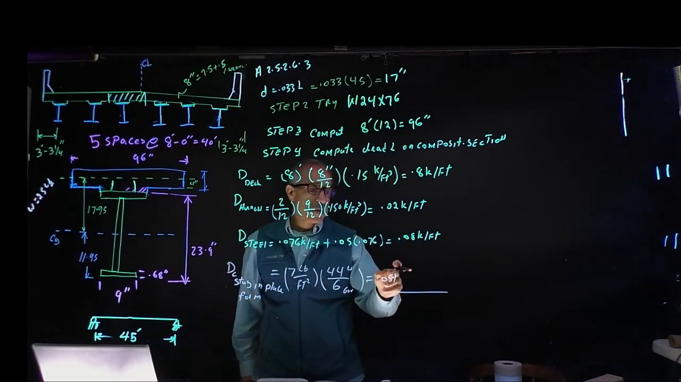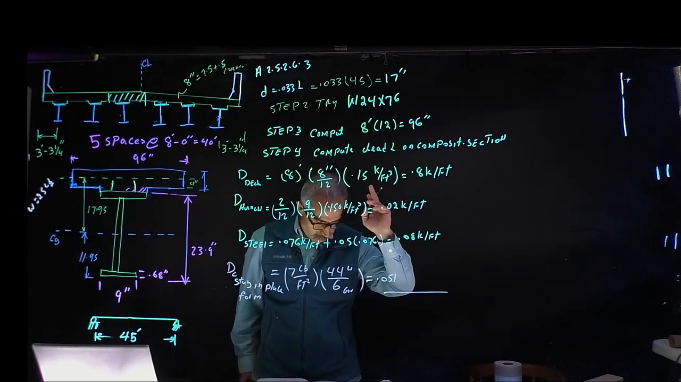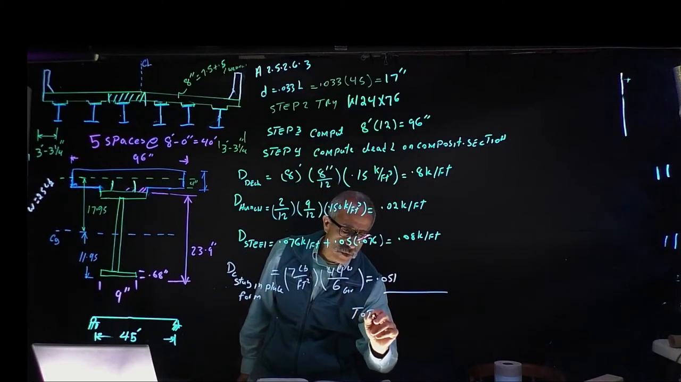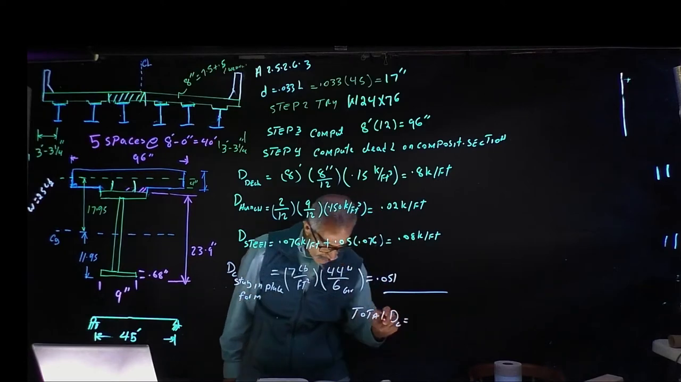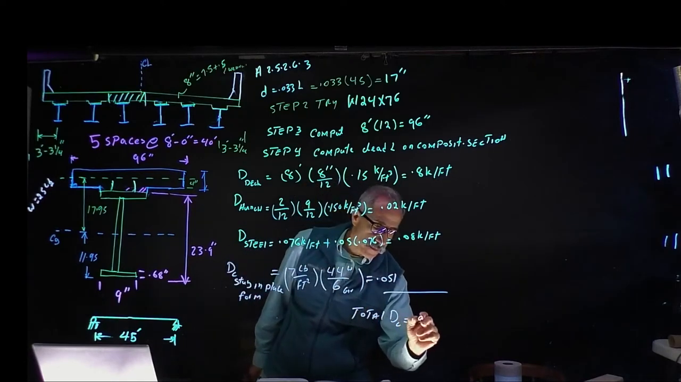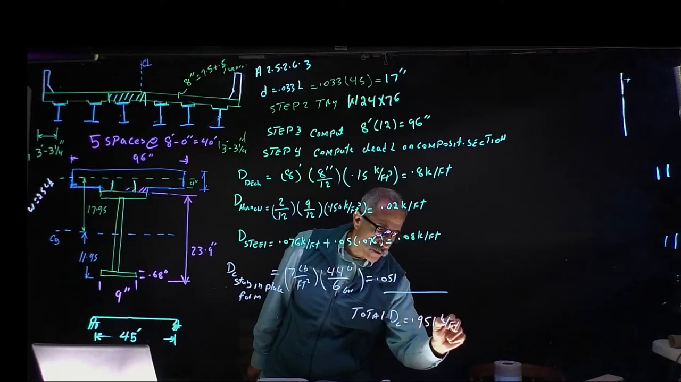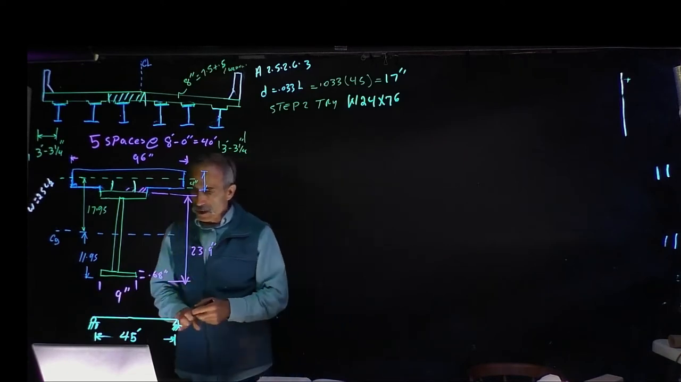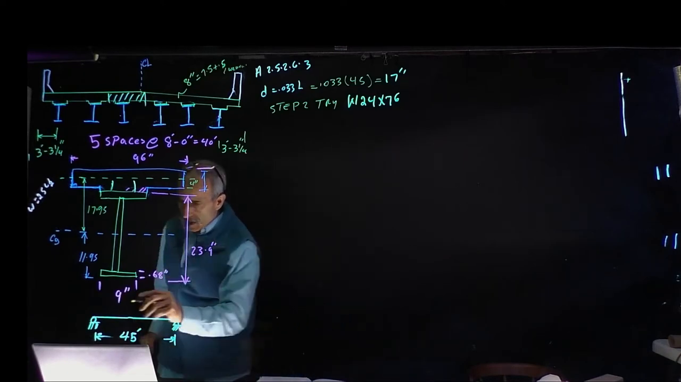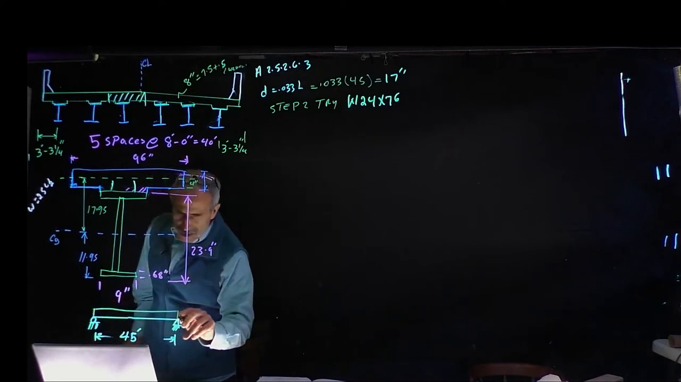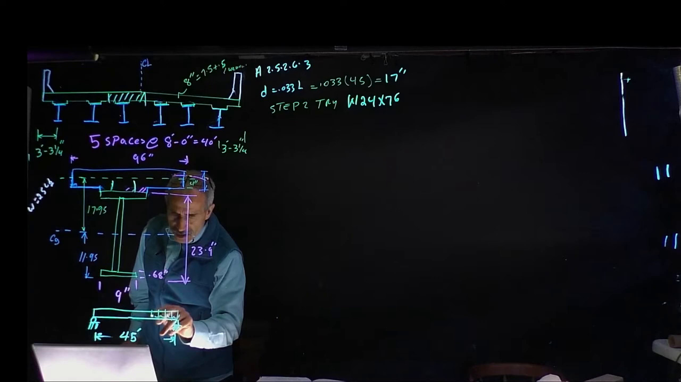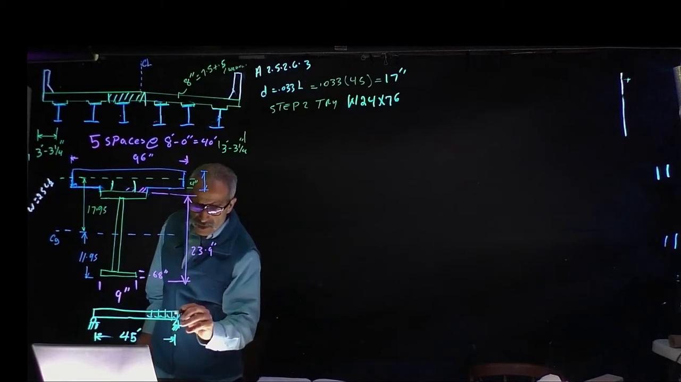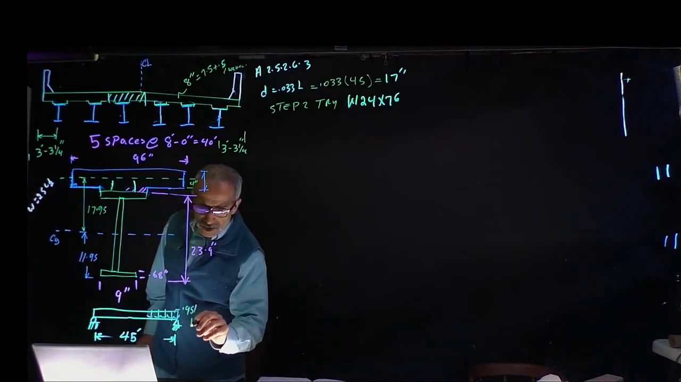And let's add them all up. So the summation comes out to 0.05, 0.08, 0.02. I got total DC. So my total DC comes out to 0.951. Okay, now we have calculated the load. The load is per foot. Basically, what we did here, we went over here and we calculated this load. And for the dead load, the total came out to be 0.951, so that became about 0.951 kip per foot.